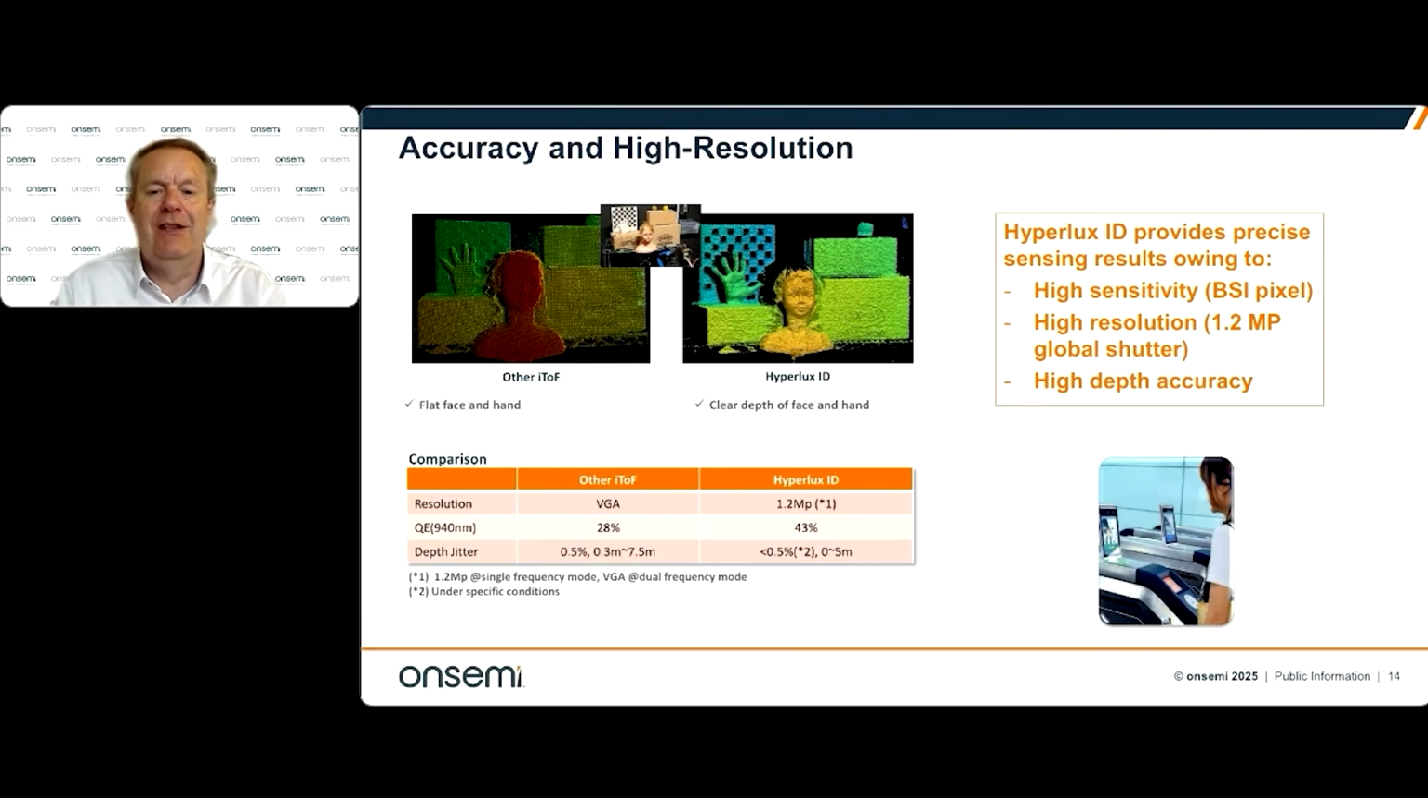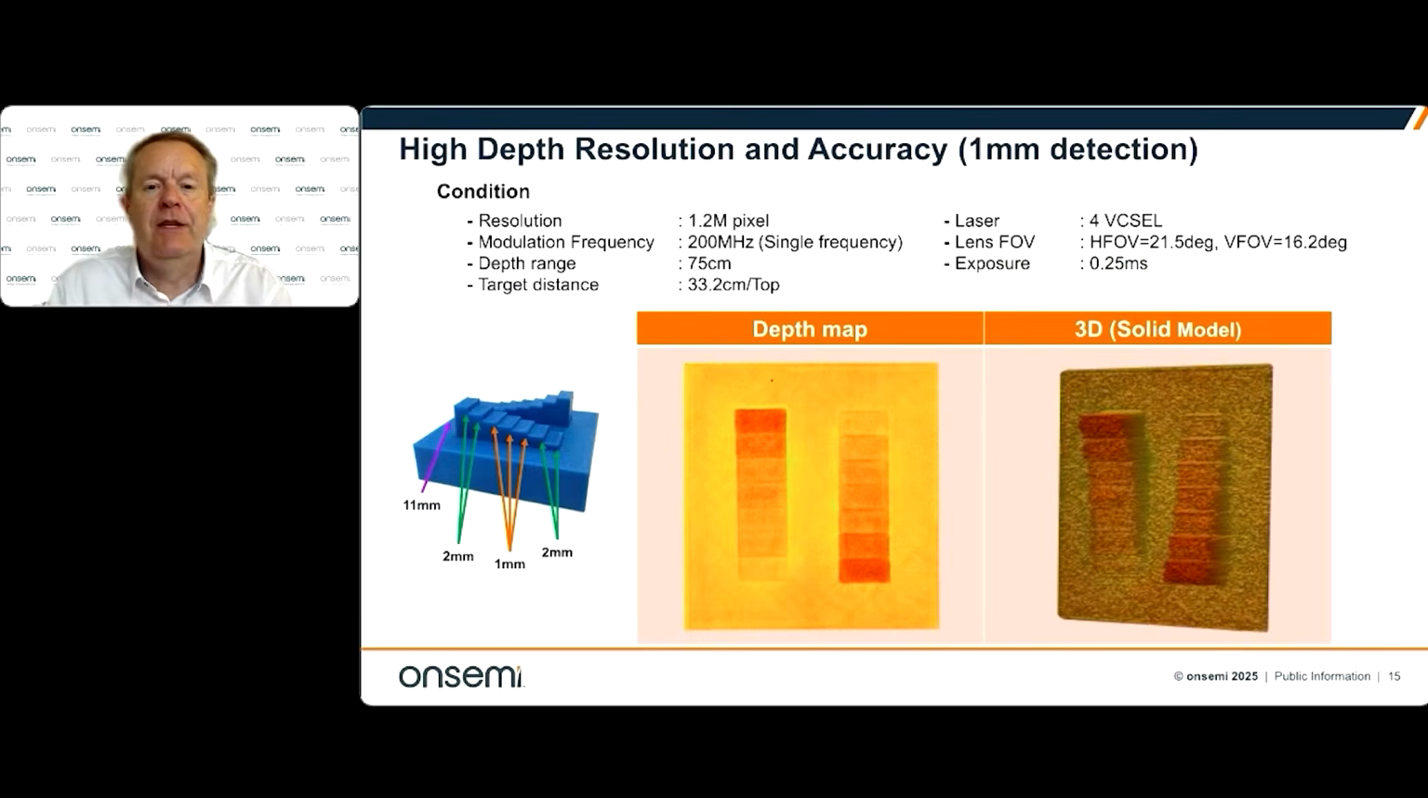That's really important. So this is showing an example. This is what we use for our demonstrations at our trade events, actually. This is a block that has various steps on it, and you can see the depths of the steps. So here is a complete 11 millimeter height. The bottom block is 2 millimeters, and each block in between is 1 millimeter. So with the camera positioned at 75 centimeters over that block, don't forget, this is moving fast as well.